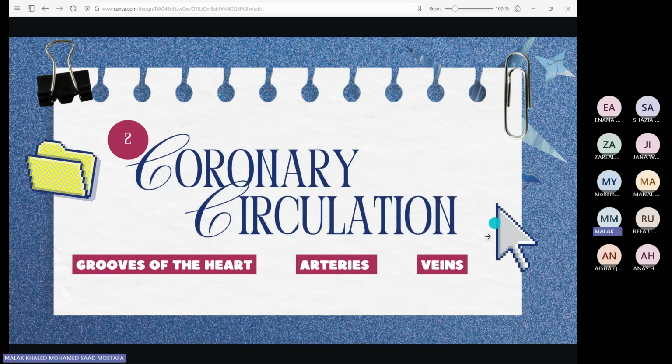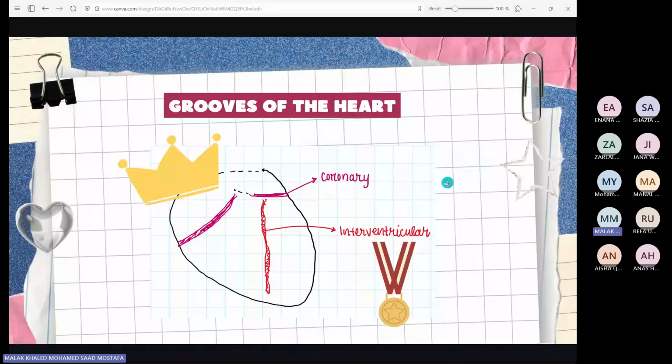Now, that was a nice segue to our coronary circulation. To master your coronary circulation, you need to know the grooves of the heart. The heart, for you guys, will have two grooves. So you will have your coronary and your interventricular. It's like a crown and a medal, okay? The heart is a winner.